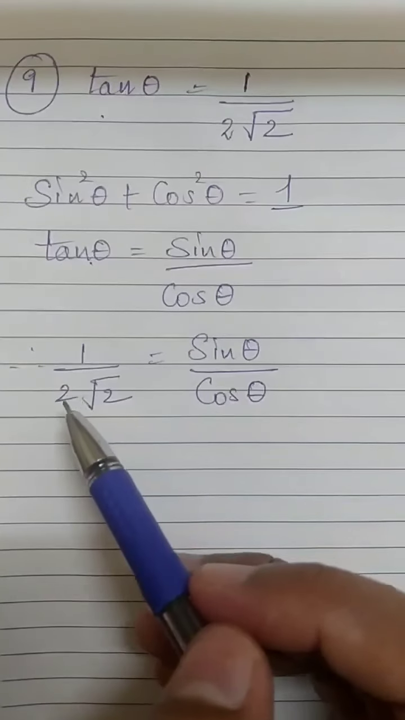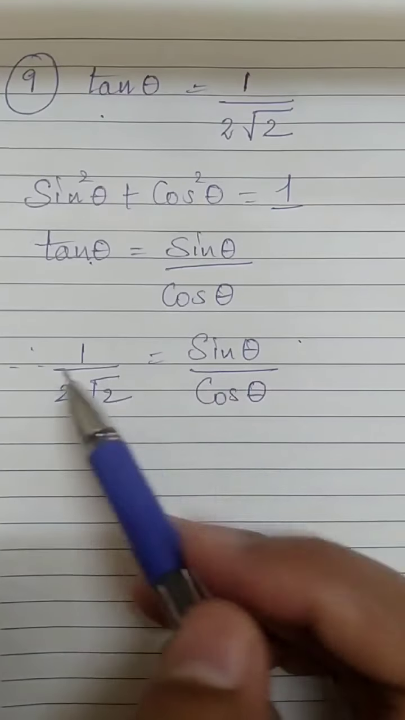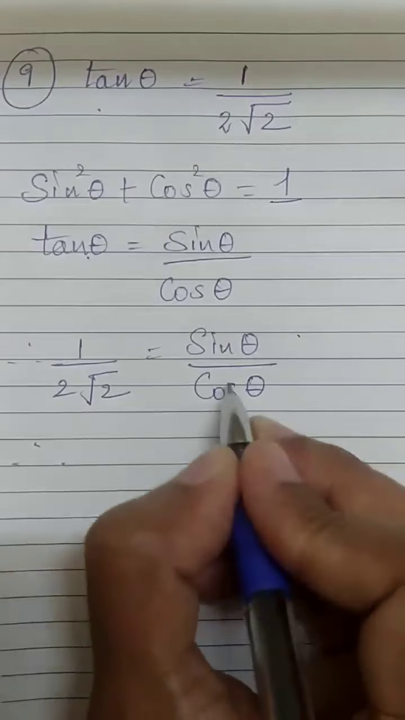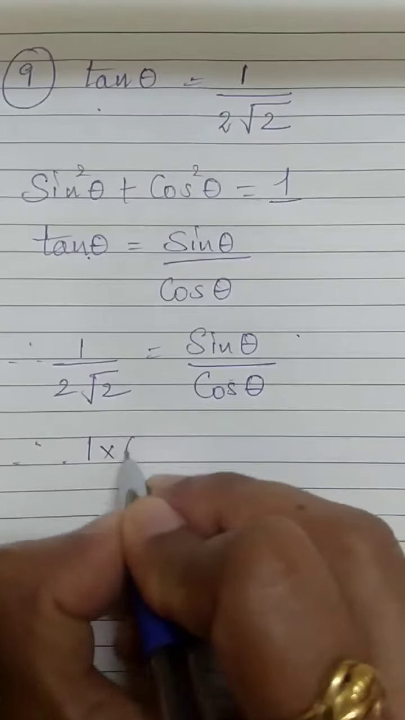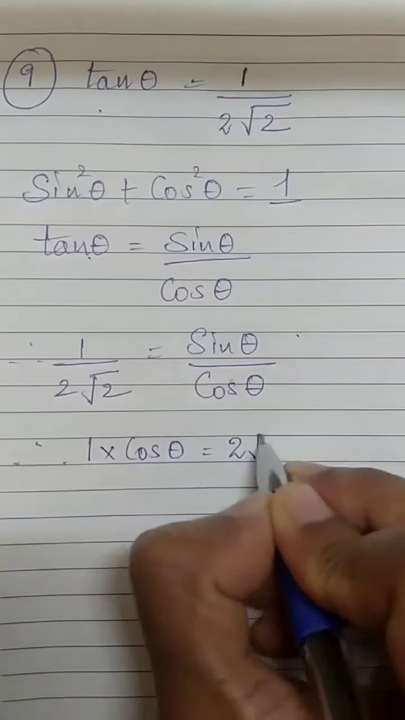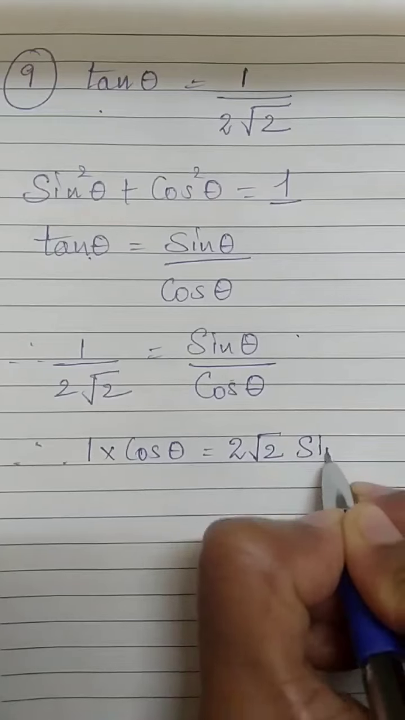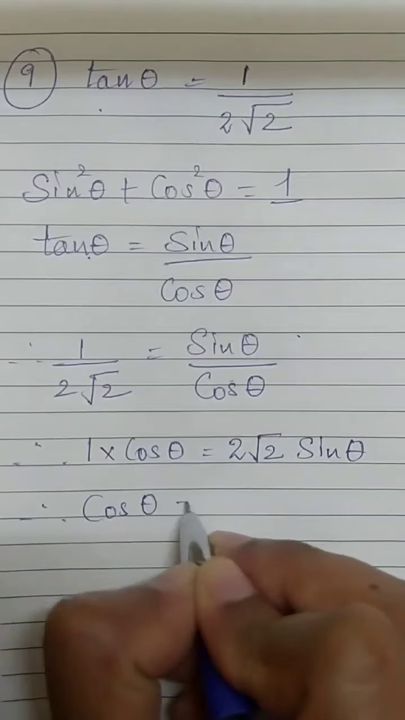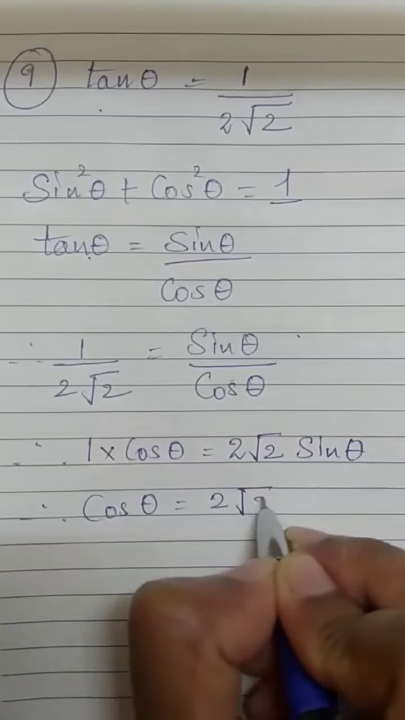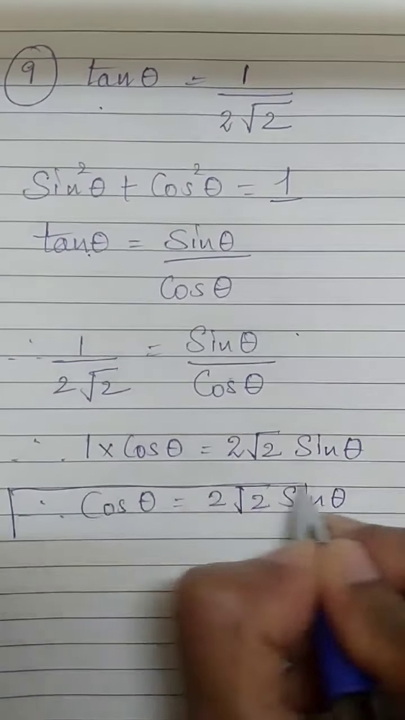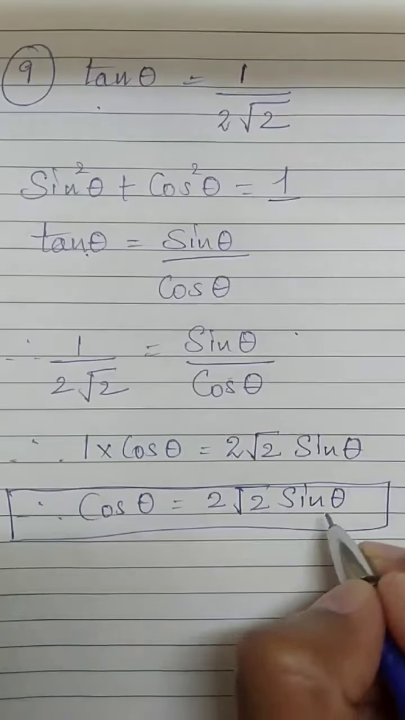Now let us take this 2 root 2 to the other side. So cos theta, I'll take to this side. Cos theta comes here. 1 into cos theta is equal to 2 root 2 sine theta. So how much is cos theta? Cos theta is equal to 2 root 2 sine theta.